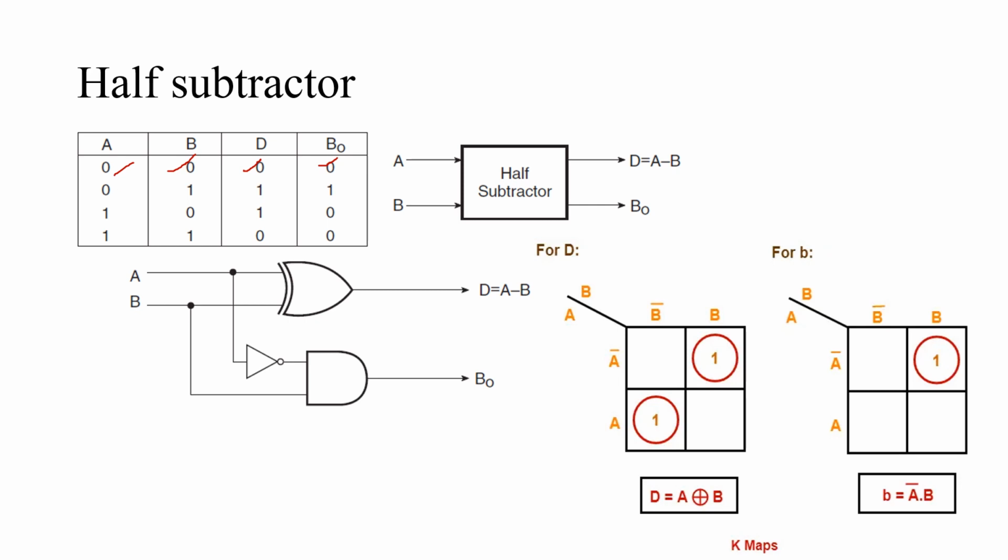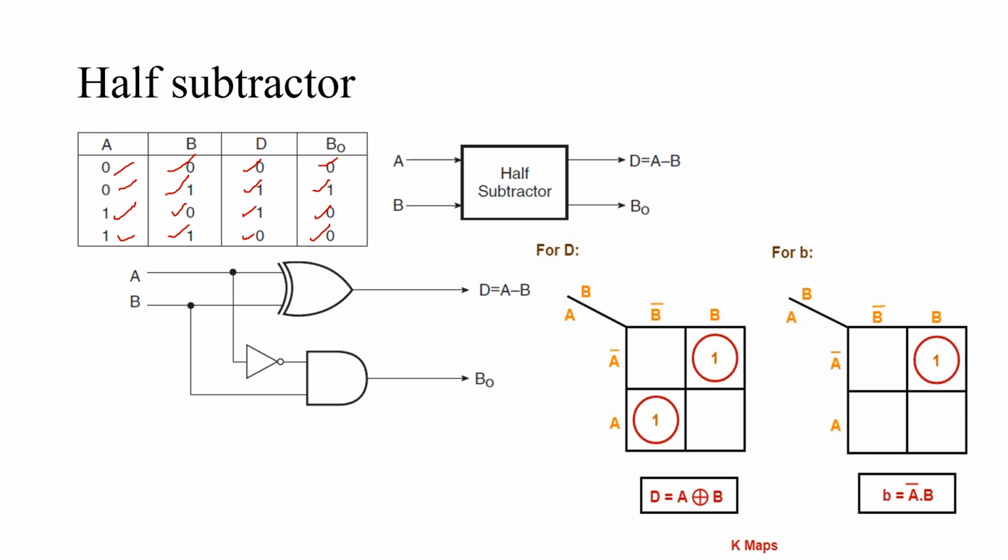We will take a borrow over here. So this will become 10, and 0 minus 1 gives 1 and borrow is 1. Similarly, over here 1 minus 0 is 1. So the difference is 1 and your borrow is 0. Again, 1 minus 1 is 0 and the borrow is also 0.